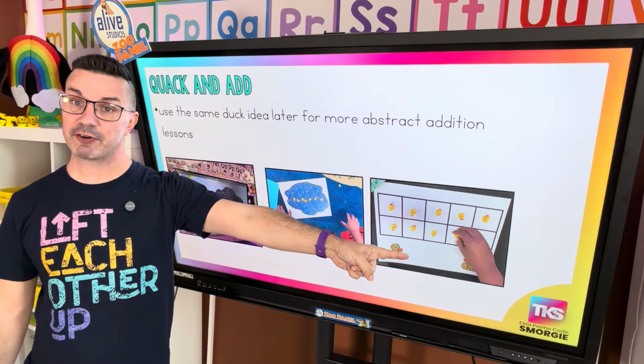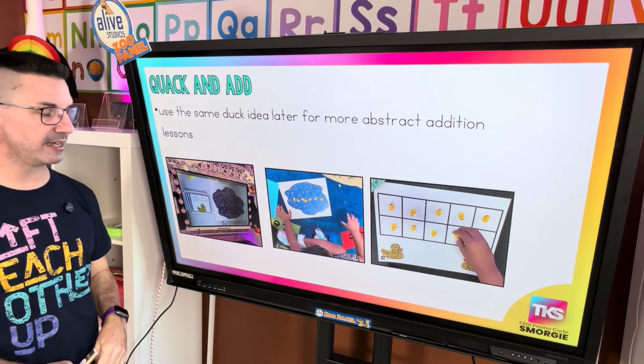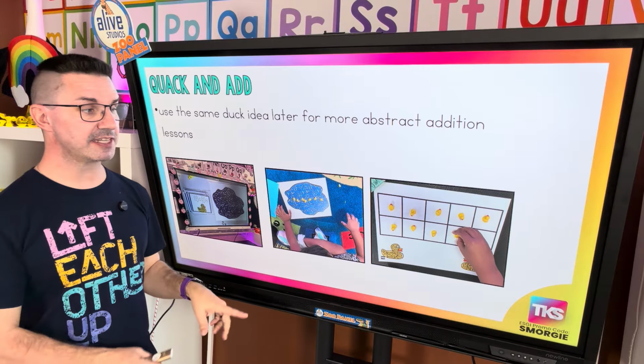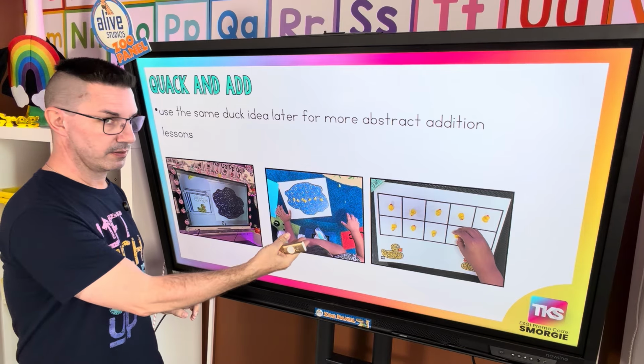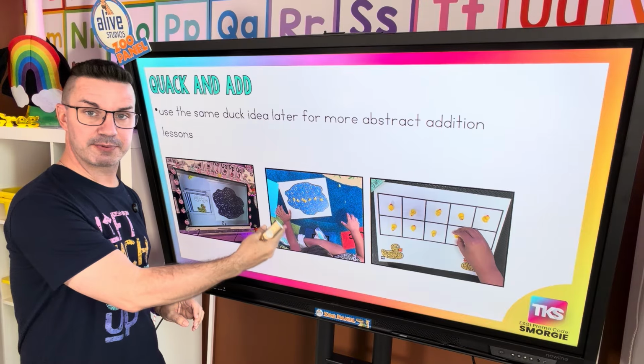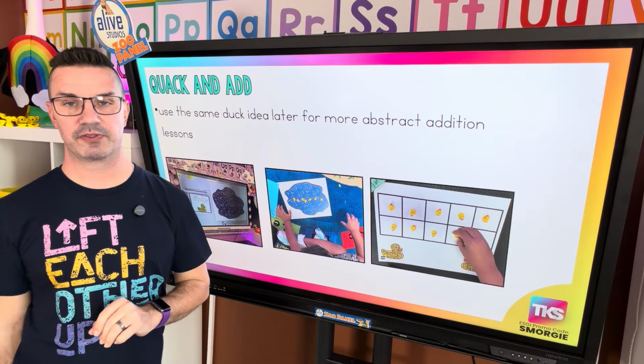Or we're doing it with 10 frames as well. 10 frames are a great way to help our kids understand addition and subtraction. So that shows you that progression of concrete by getting on the duck, moving towards that abstract with some pictures, and then more abstract with equations.